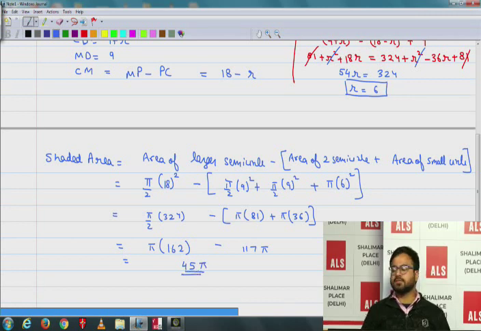So if you now want to substitute the value of pi, you can substitute as 22 by 7 if nothing is mentioned. Or if the question says give your answer in terms of pi, then you can leave it up to here. So 45 pi centimeter square, that is the area of the shaded region.